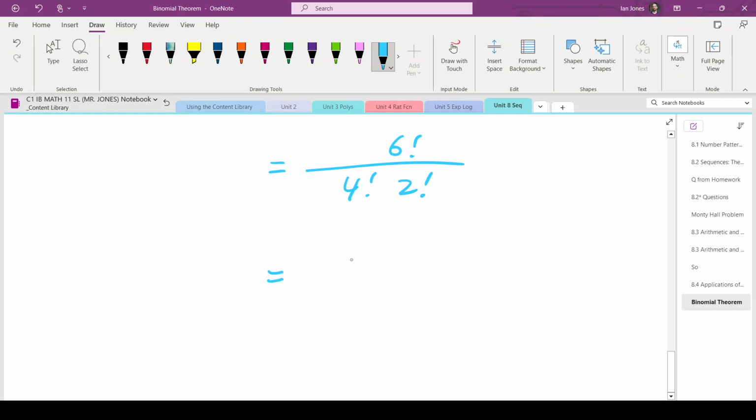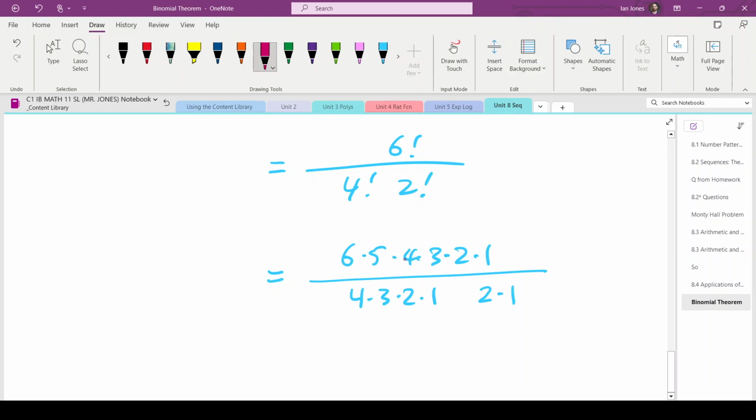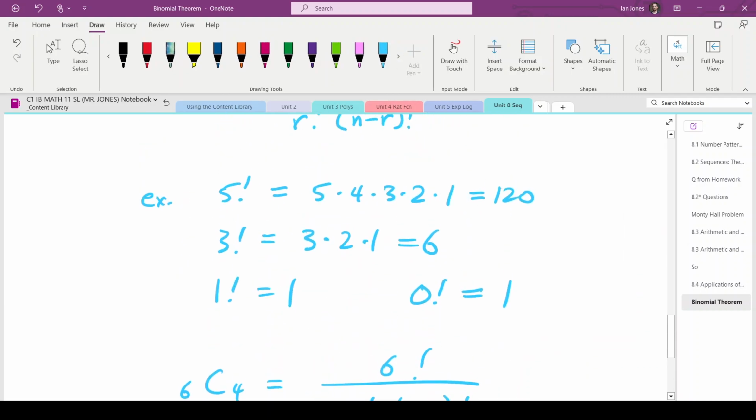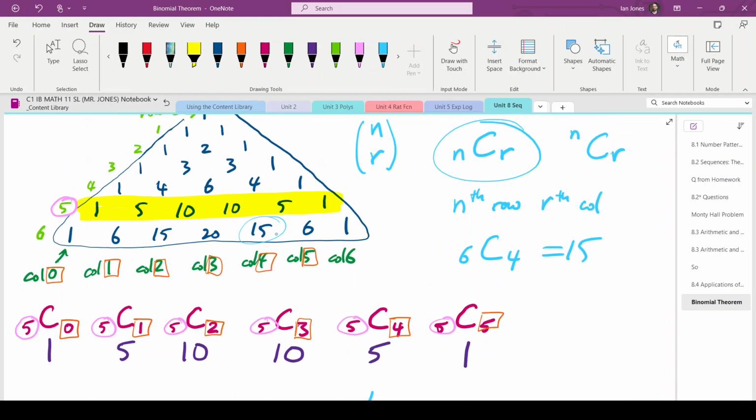6 factorial is 6 times 5 times 4 times 3 times 2 times 1. And I would not normally actually write them all out. 4 factorial is 4 times 3 times 2 times 1. And again, I would not write them out. And 2 factorial is 2 times 1. What I get is all of these canceling with all of those. So I'm left with 30 divided by 2, 15. Sure enough, 15, what we were expecting from Pascal's triangle.